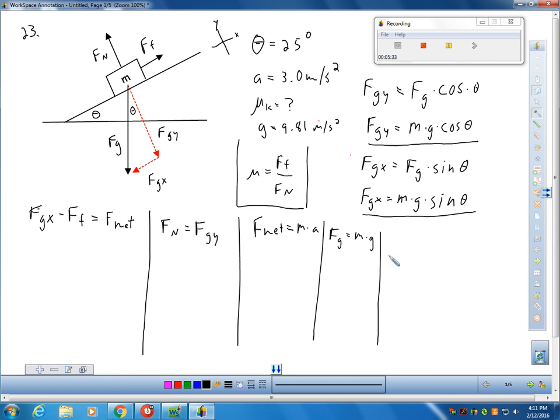All right, now I'm going to start looking at this. Mu is equal to Ff divided by Fn. Now, Fn is equal to Fgy. So in place of Fn, I'm going to put Fgy. In other words, since Fn equals mg cosine theta, I'll substitute that for this term, m times g times cosine theta. Now, Ff, we'll need to solve for that. So what I'll do is swing Ff around to this side. Fgx equals F net plus Ff. And at this point, we'll subtract F net from both sides. And so Fgx minus F net equals Ff.